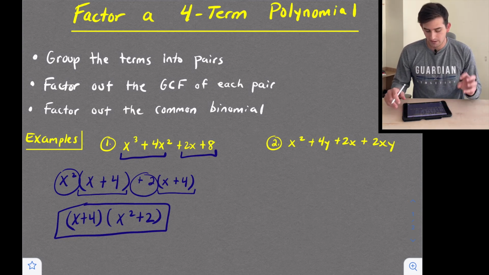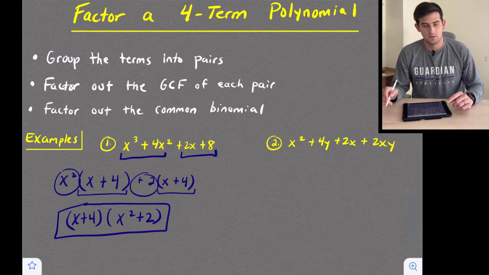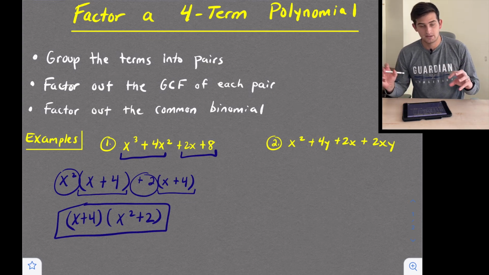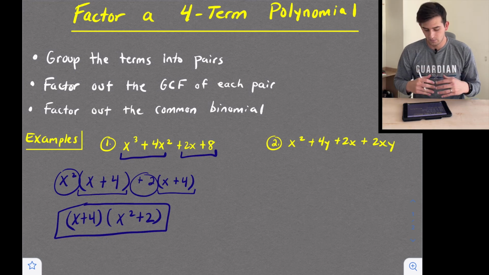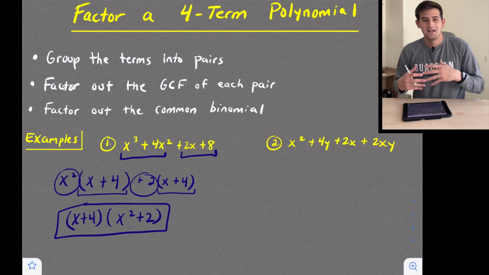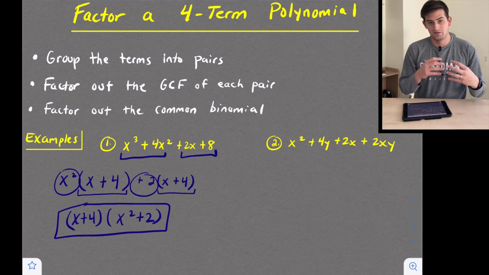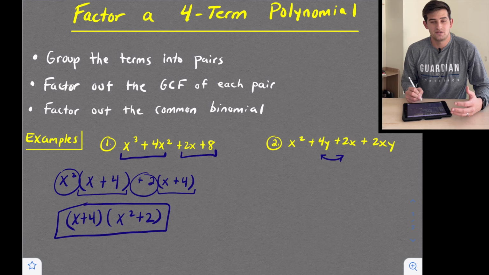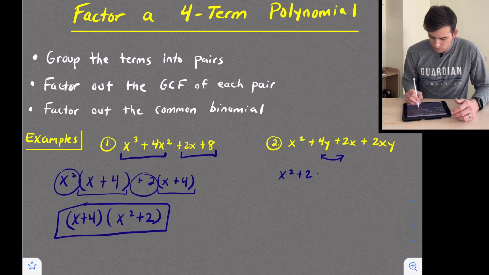All right, number 2, notice we have x squared plus 4y plus 2x plus 2xy. So we have 2 different variables here, so we need to rearrange these terms a little bit. I noticed that I have x squared and 2x. Those 2 terms only have an x, whereas 2xy has a y, so it can be factored with 4y. So let's just swap these 2 terms. It's addition, it's commutative, so we can put those in any order that we want. So let's say x squared plus 2x plus 4y plus 2xy.